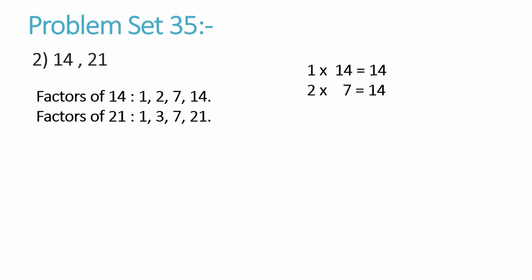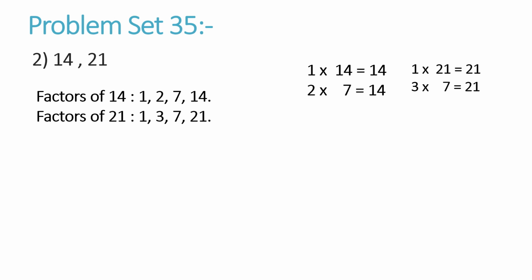Next, 21. 1 21 is 21. Directly it goes in 3. 3 7s are 21. And then it goes in 7. 7 3s are 21, and 21 1 is 21. So all these factors you are getting here. Now what are the factors of 14? 1, 2, 7 and 14. And what are the factors of 21? 1, 3, 7 and 21.